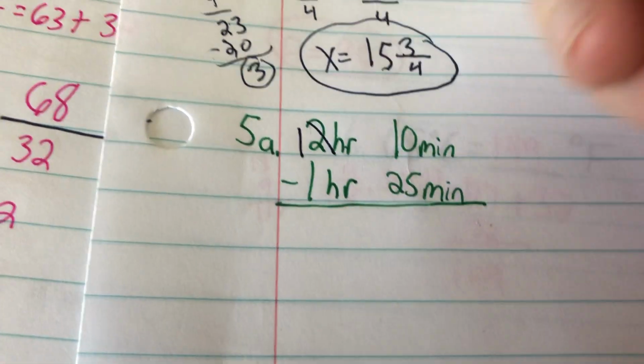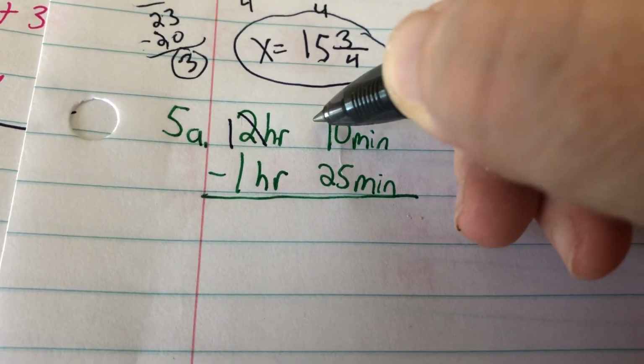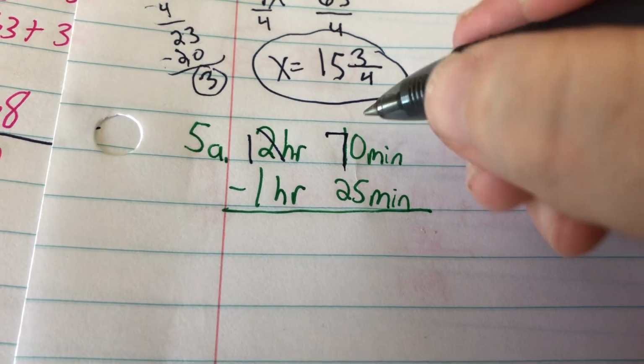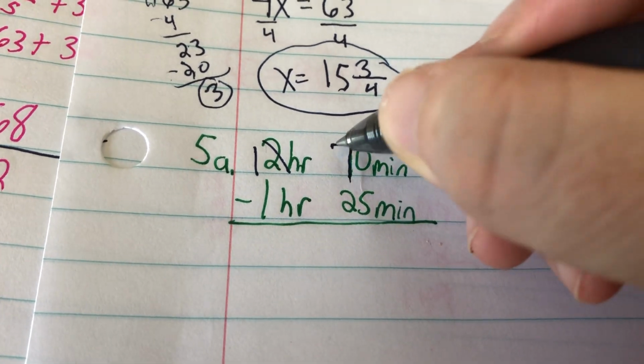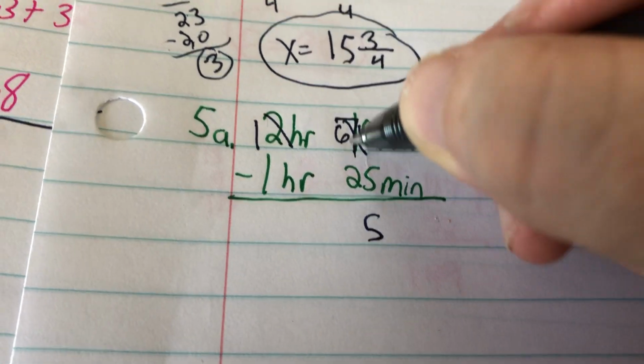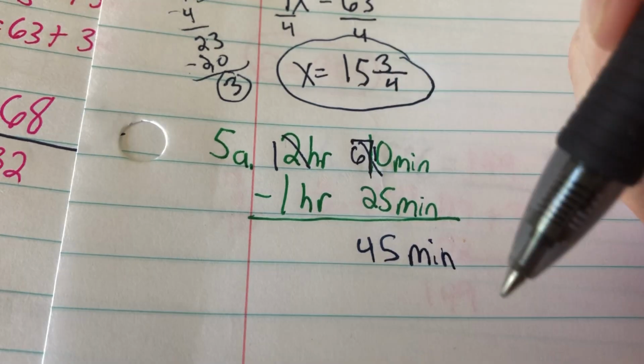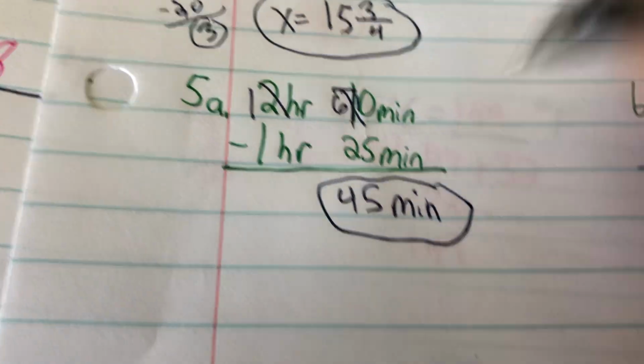So I'm going to make this 1 hour and add 1 hour to this, which is 60 minutes, so that 10 would then become 70 minutes. Can't take 5 from 0, so I've got to borrow from that. Make that 6, make that 10. 10 minus 5 is 5. 6 minus 2 is 4. 1 minus 1 is 0, so it is simply 45 minutes.